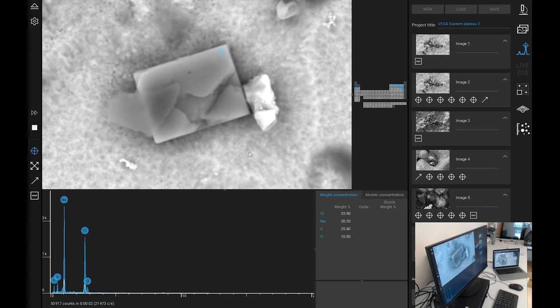Just for the hell of it, what is this? And there we go, sodium chloride. This is a salt crystal. NaCl, is it? Looks like a salt crystal, is a salt crystal. Well, that was predictable. Okay, back to the microscope.